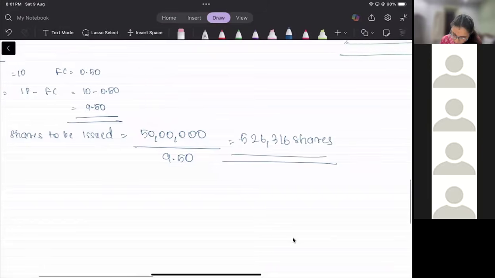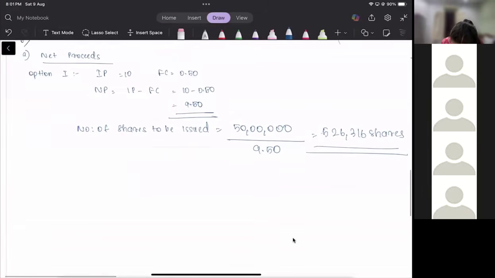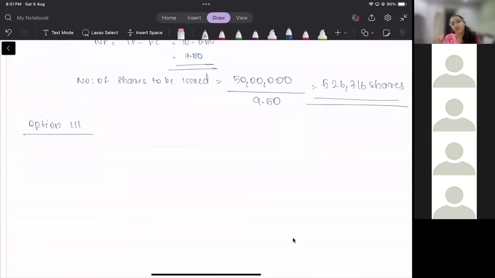Now, this one is okay, right? This one was easy. Now, let's go to option 3 first and then we'll come to option 2, because in option 3 also we have to find the number of equity shares. In option 2, we don't have to find the number of equity shares because it's completely raised through debt. So, let's go to option 3.